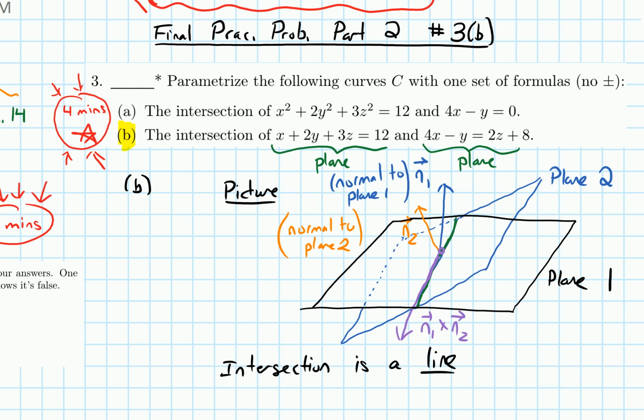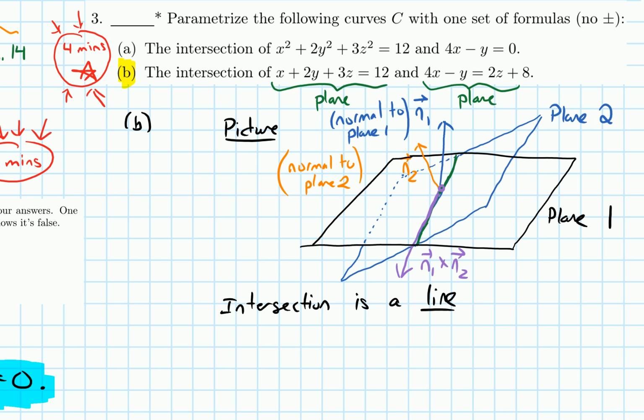All right, so I got the picture. Let's try to solve for this. And I'm going to do this in 2 ways. For the first method, I'll call it method 1, and that's going to be to use this picture and use the normal vectors.